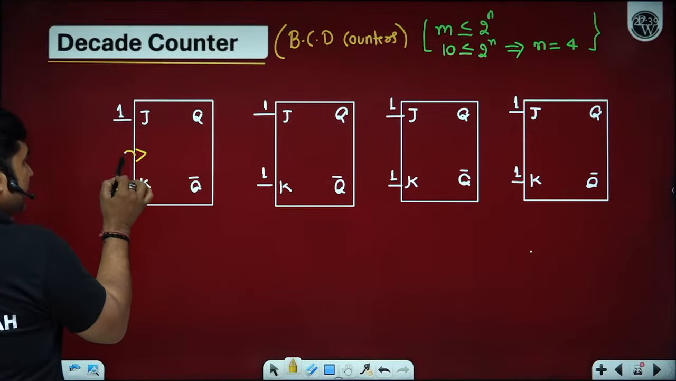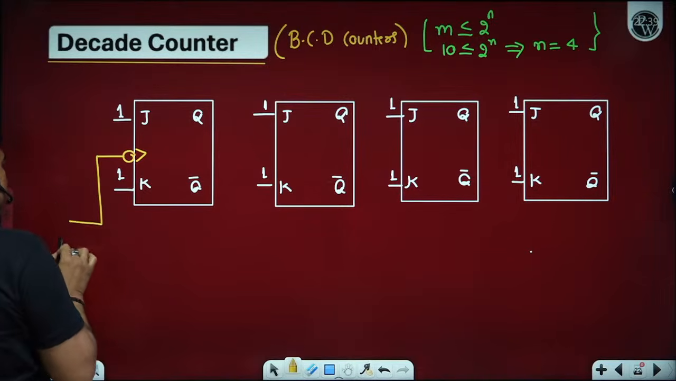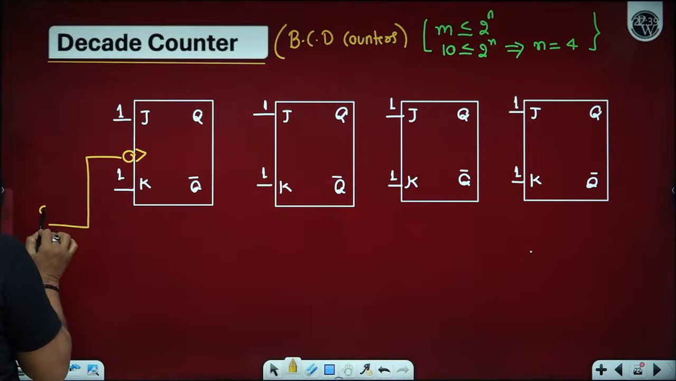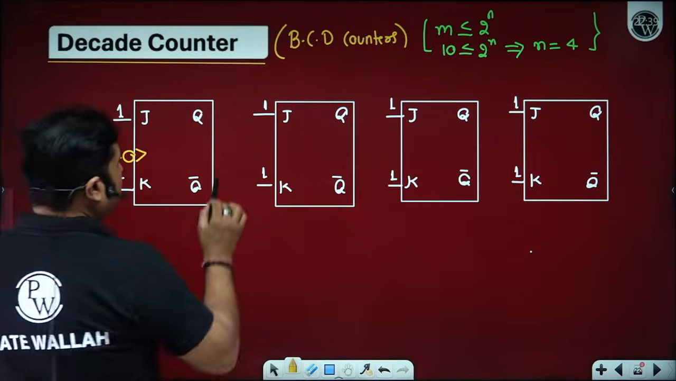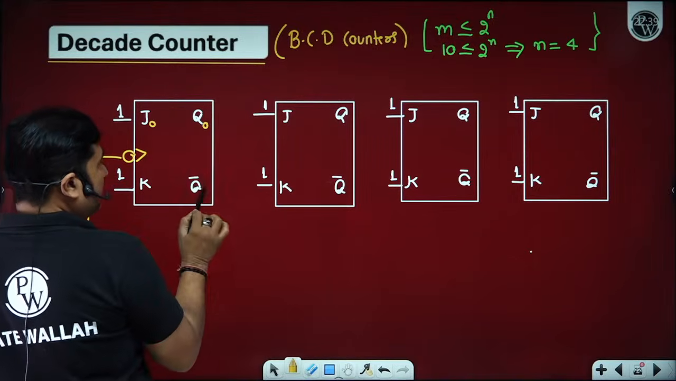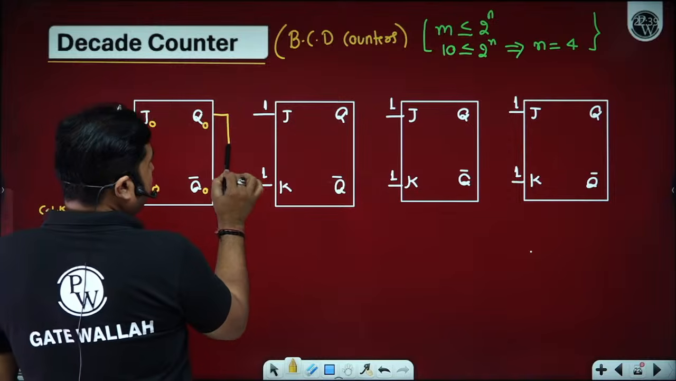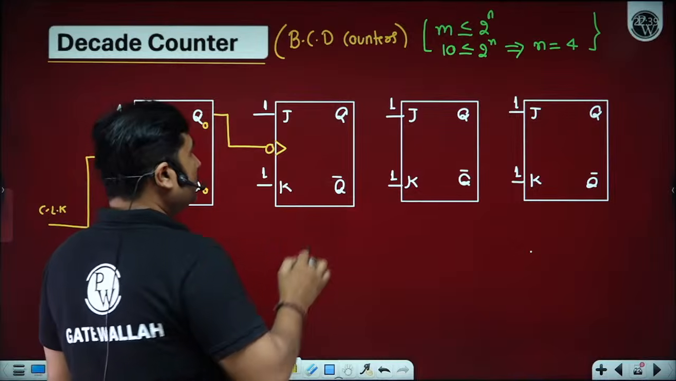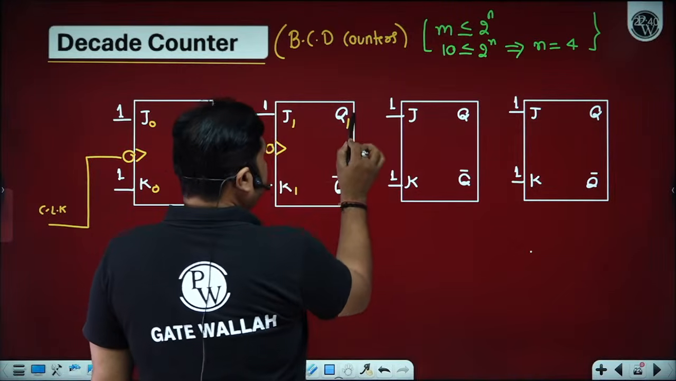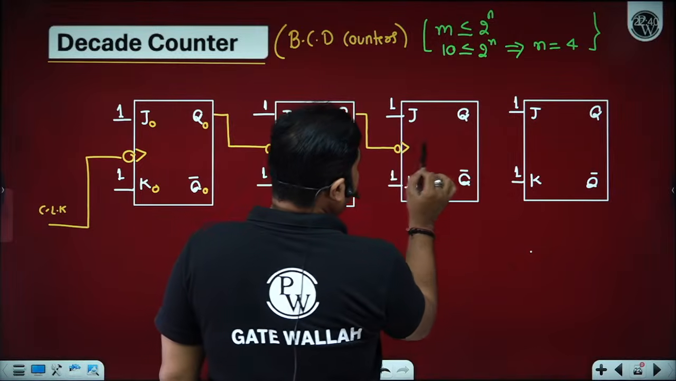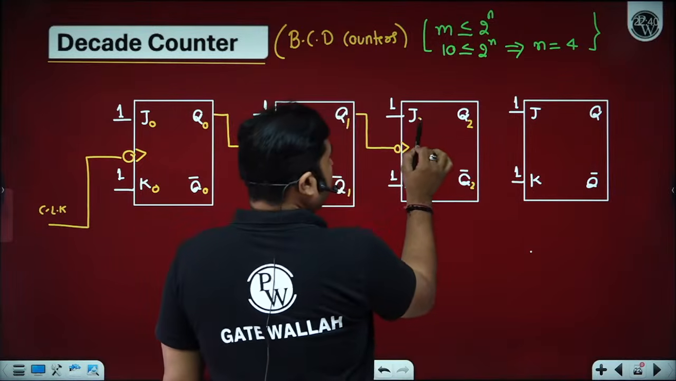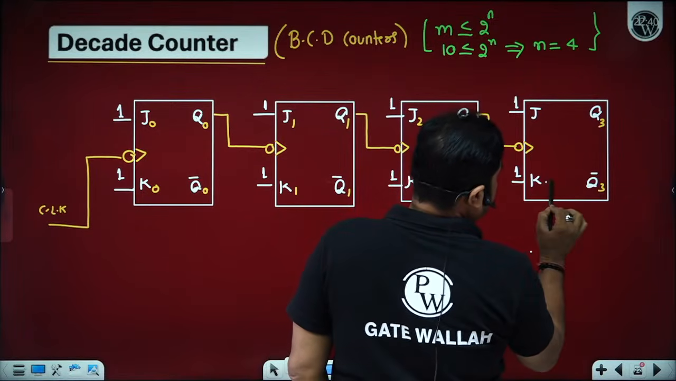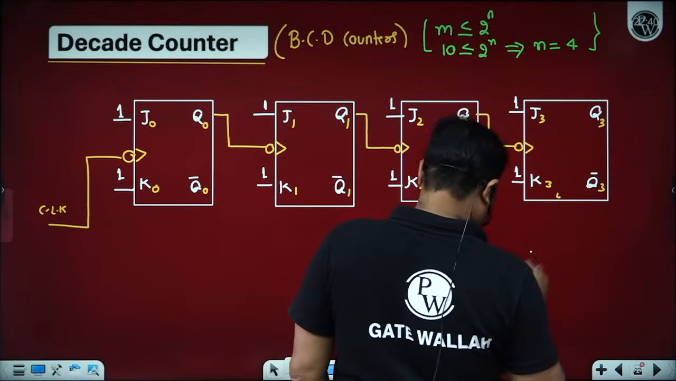I'm using negative edge triggering. Negative edge triggering is usually preferred over positive edge triggering because we get some extra time at the start to stabilize the circuit. So with negative edge triggering, this will become your LSB, because the base clock is applied to only one flip-flop, and that will act as the least significant bit. Whenever Q0 changes from 1 to 0, Q1 toggles. Whenever Q1 changes from 1 to 0, Q2 toggles. Whenever Q2 changes from 1 to 0, Q3 toggles. So we all know how to mark the LSB and MSB as well.